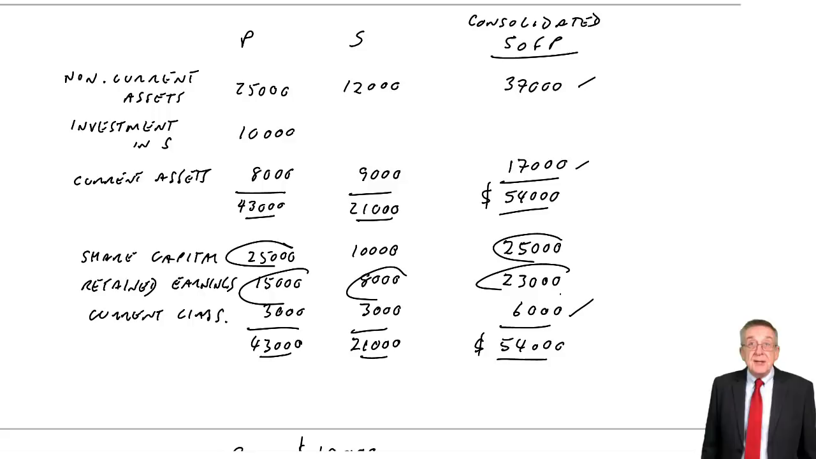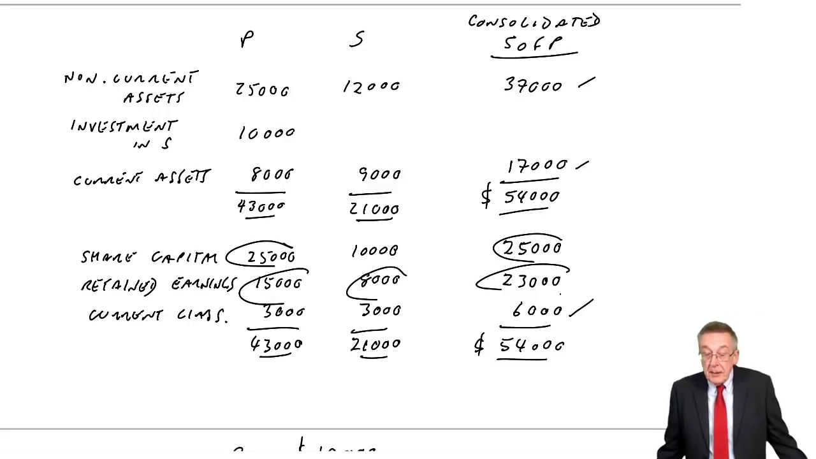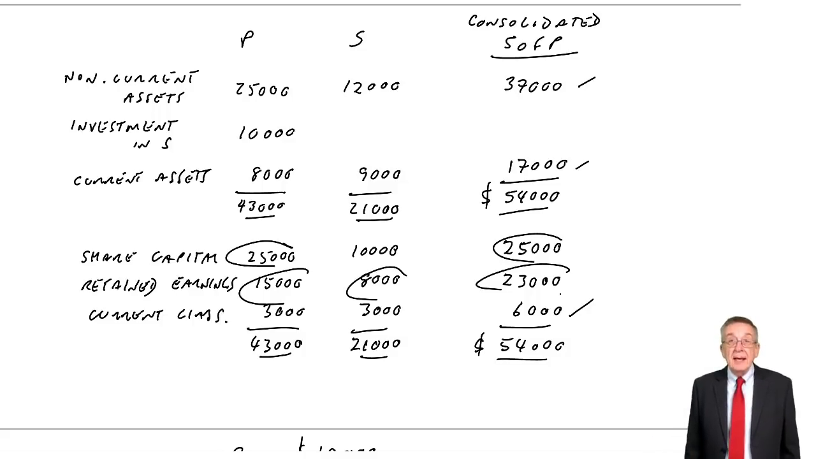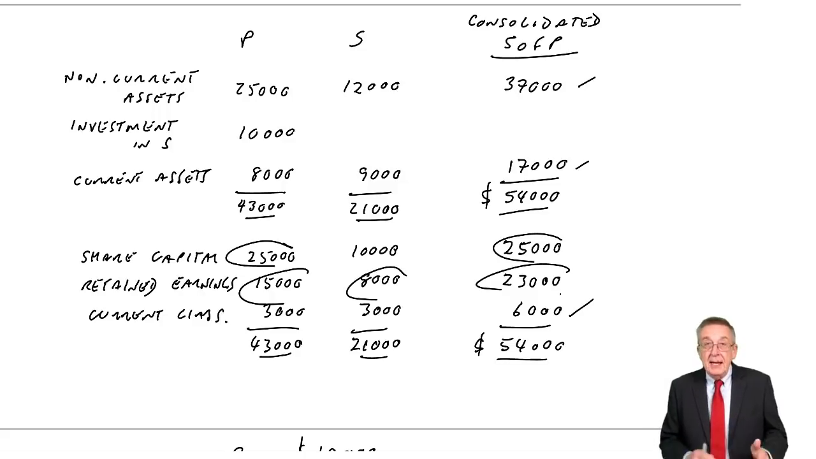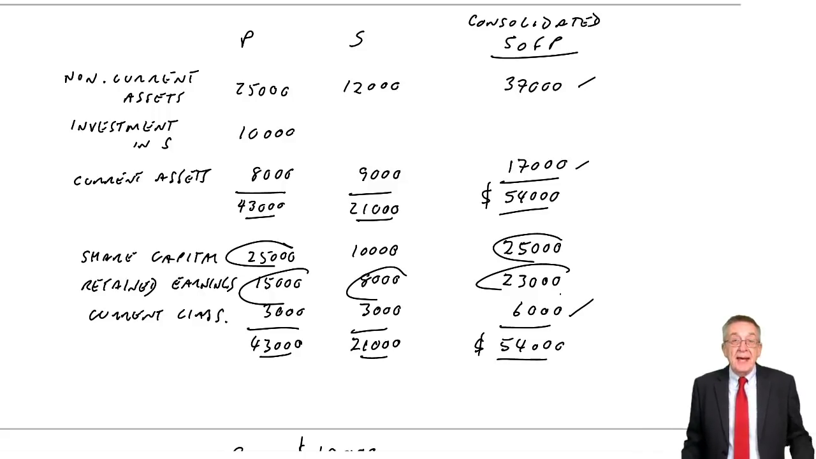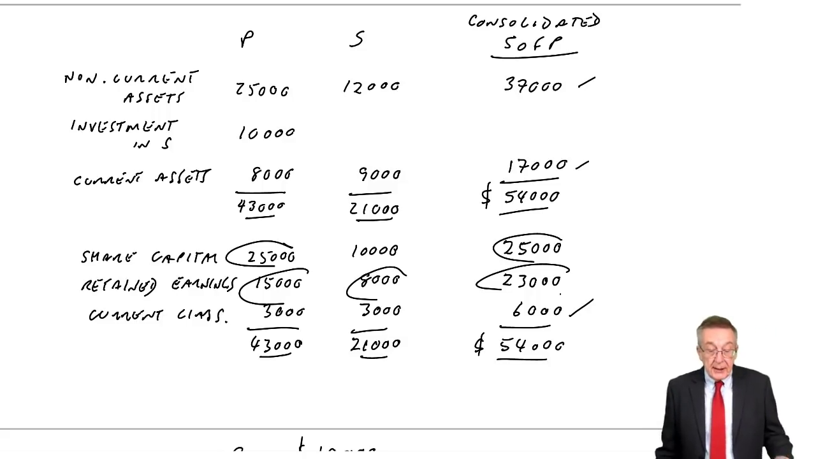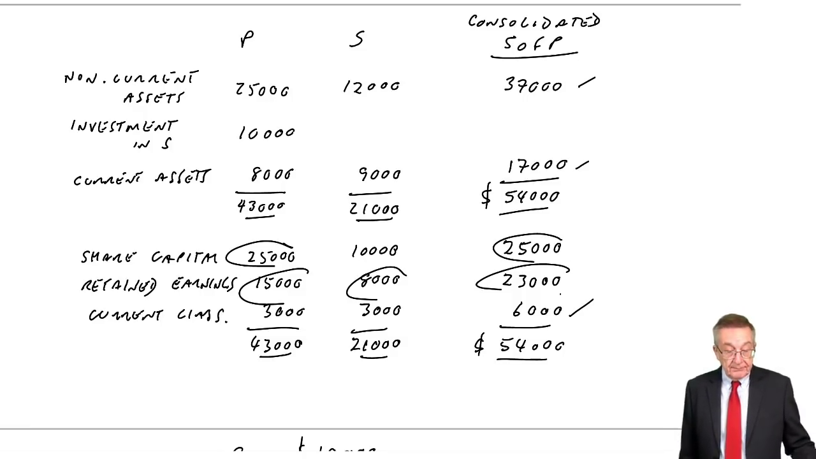Okay, so that was a nice easy one, or I hope it was. As I keep on saying, we've prepared that statement as though it's one big company. Remember, in law, it isn't one big company. In law, there are two separate companies. P, S, individually, they'll be paying tax and so on. But just to give a fair view, accounting standards require us to produce this consolidated statement.